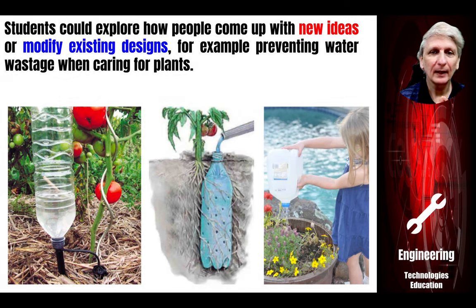They could also look at coming up with new ideas or modifying existing ideas to address a problem. And in this case, looking at the problem of water wastage, particularly around plants and caring for plants, and how there may be better solutions for watering plants than a sprinkler system or other more traditional approaches, such as using a hose. There are drip feed approaches, and there's various ways of targeting water specifically to the plants that children could explore.